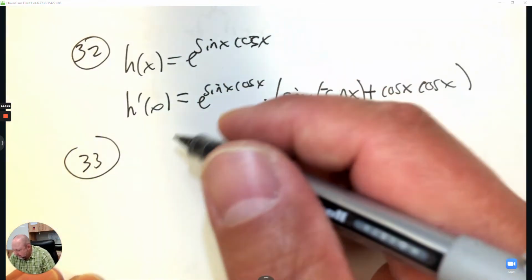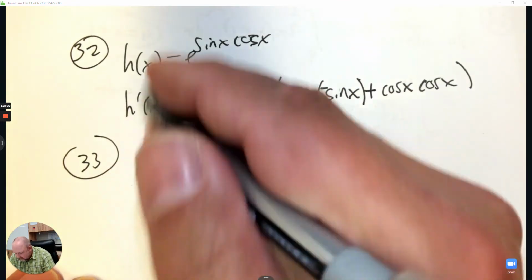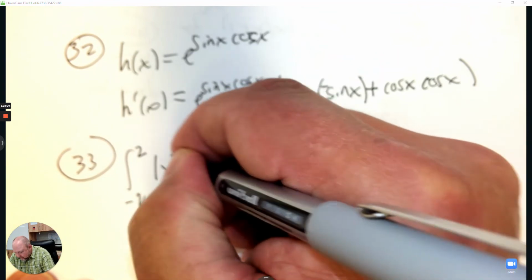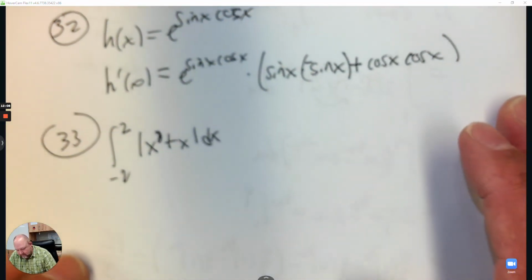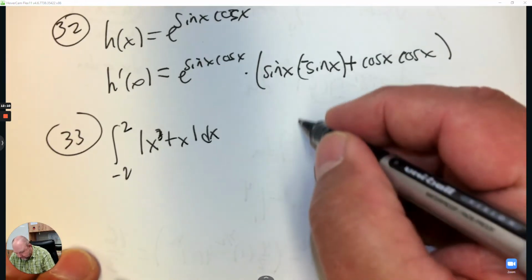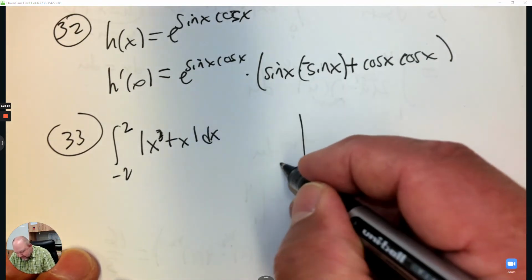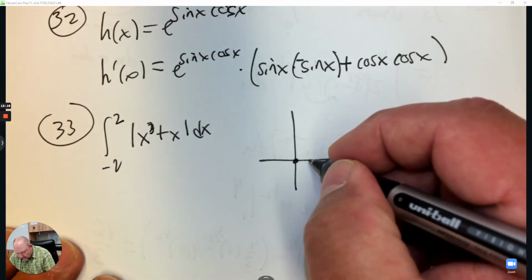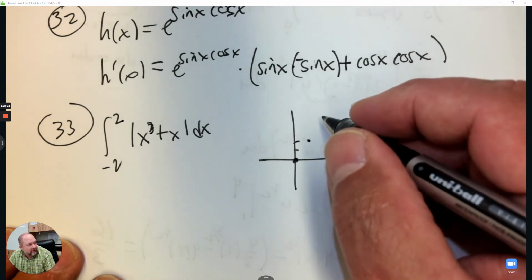Sketch graphs and show shaded areas represented by the values of these definite integrals. So from negative 2 to 2, the absolute value of x cubed plus x dx. So x cubed plus x, if I plug in like 0, 1 will give me the answer 2, and so on, it goes up.